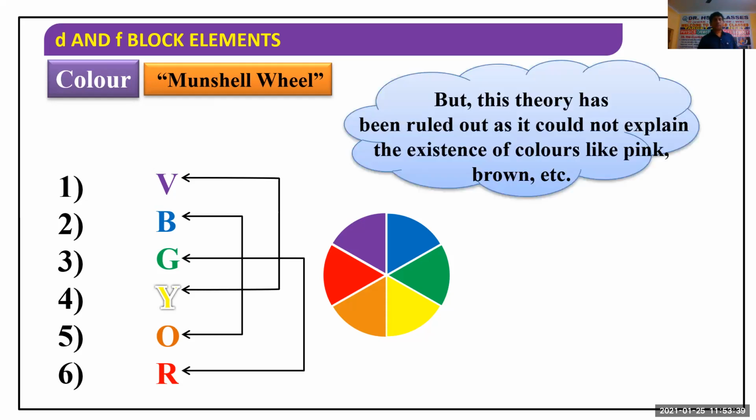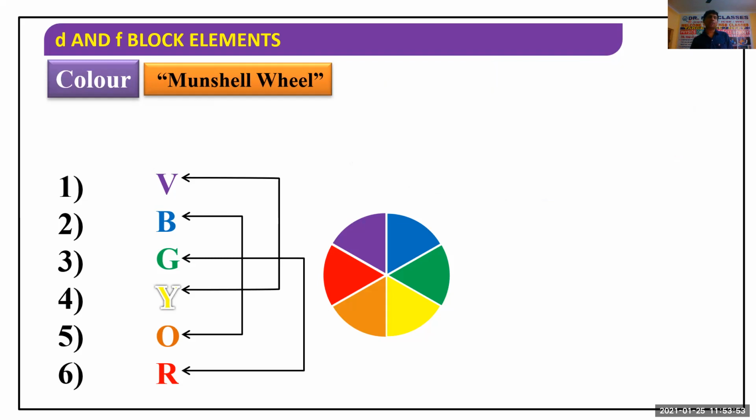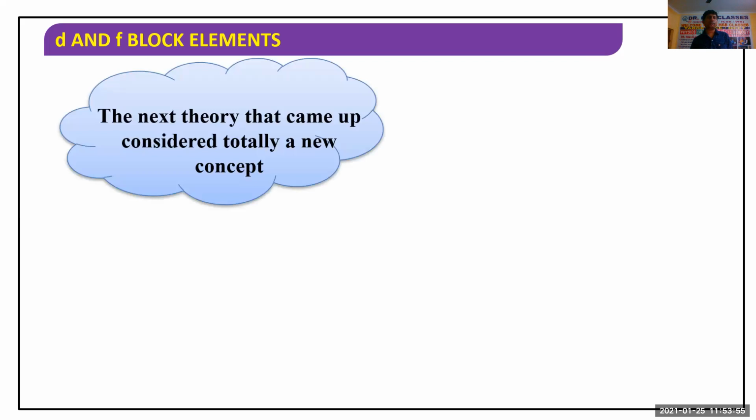So what is this? This theory has been ruled out as it could not explain the existence of colors like pink, brown, etc. So we can explain by the transition of electrons. The next theory that came up considered a totally new concept.